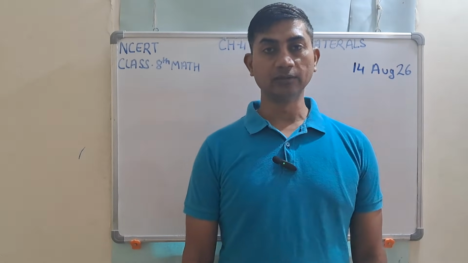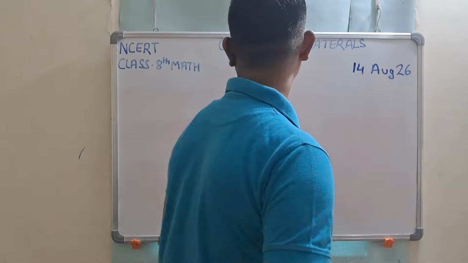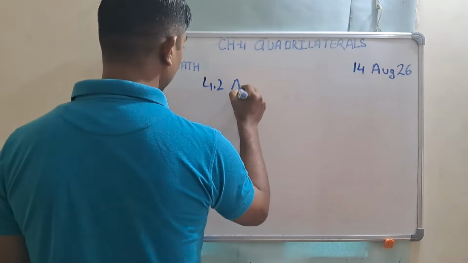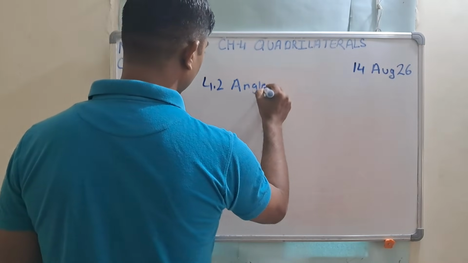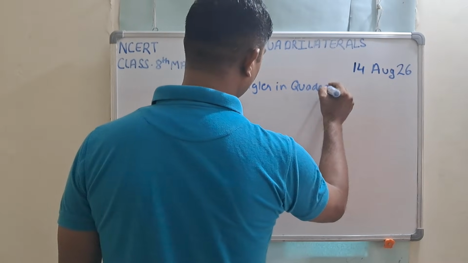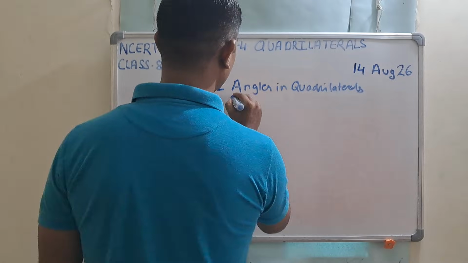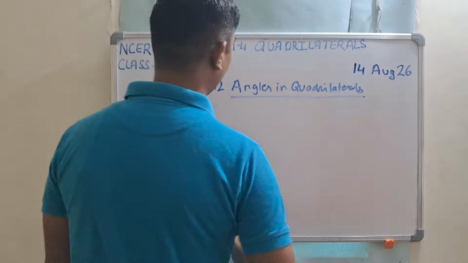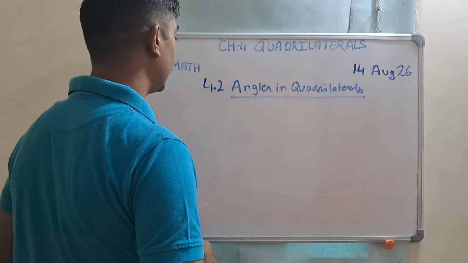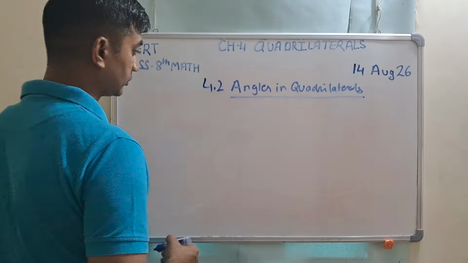Topic 4.2 is angles in quadrilateral. This is our topic, and we will study about angles in quadrilateral, and we will see what is the conclusion.